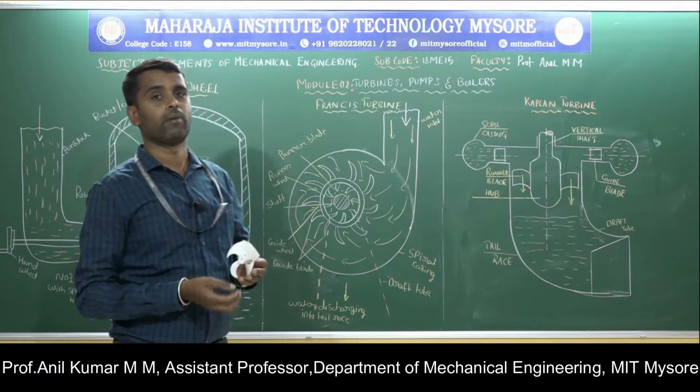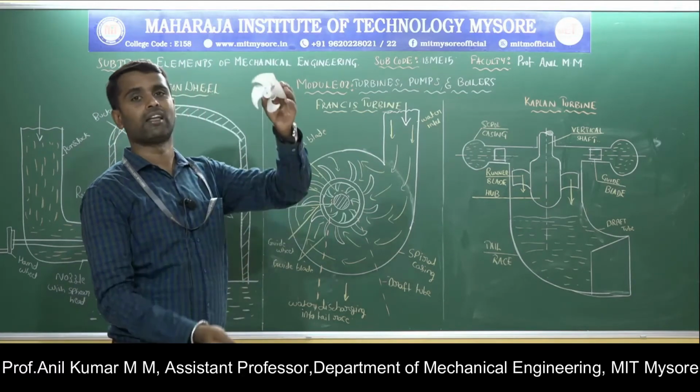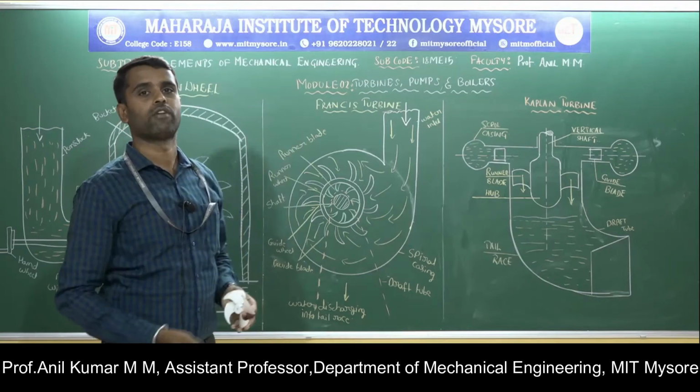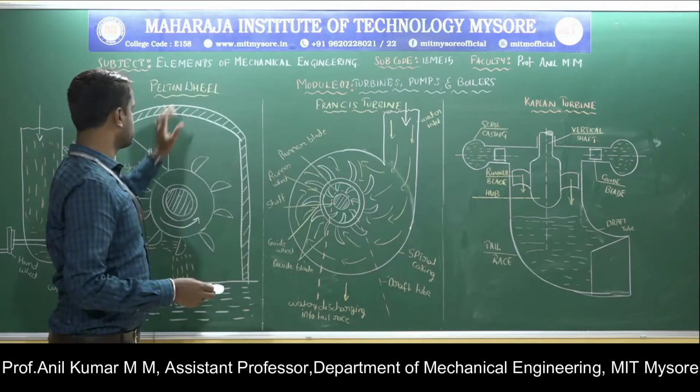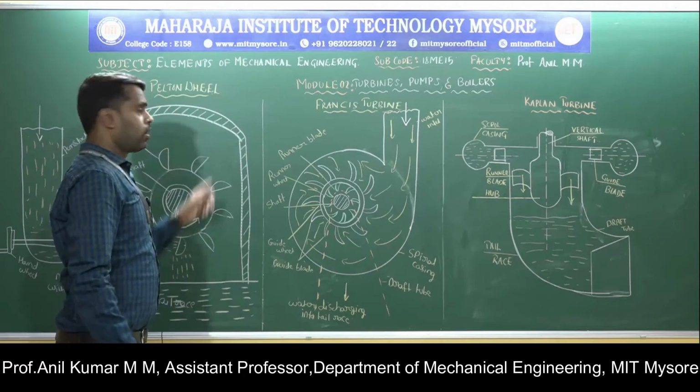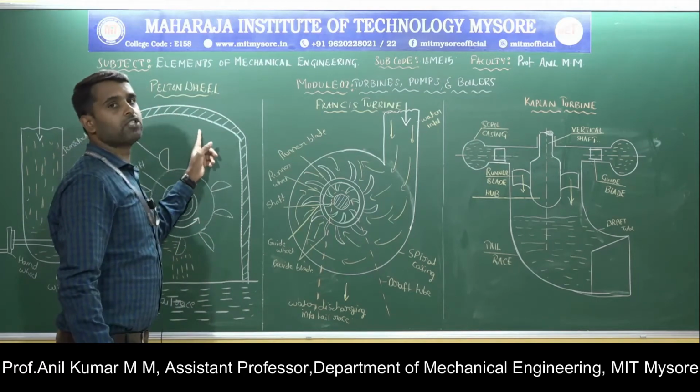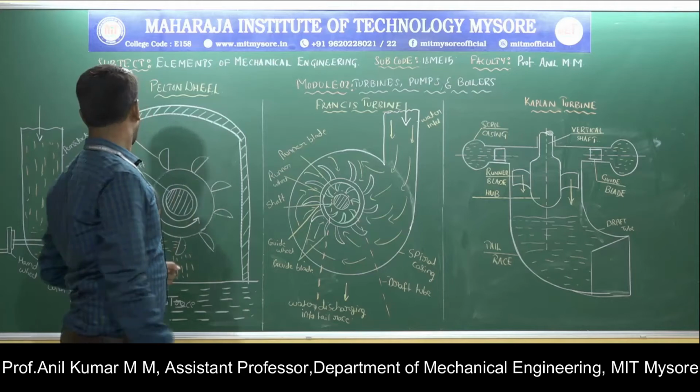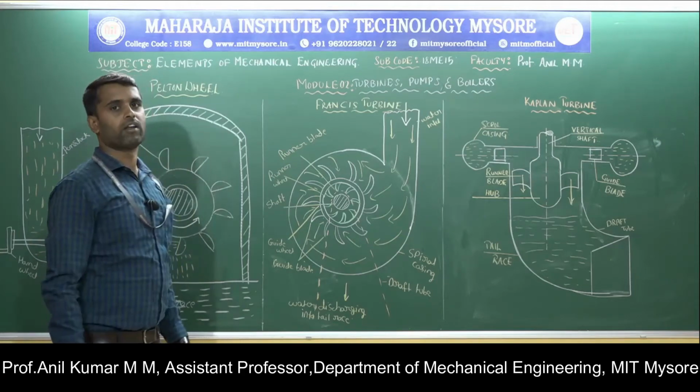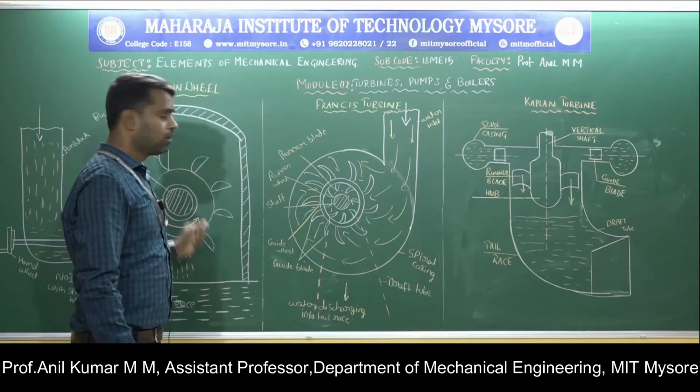It is a high head turbine. The head available at the inlet is greater than 150 meters. So the Pelton wheel is a tangential flow, high head, impulse water turbine, and it requires only a small quantity of water to run the turbine.